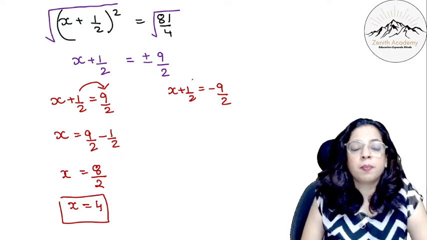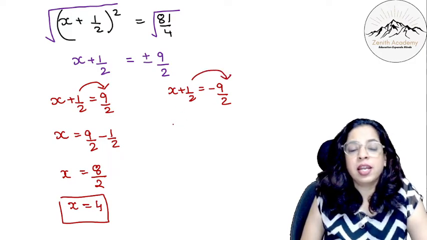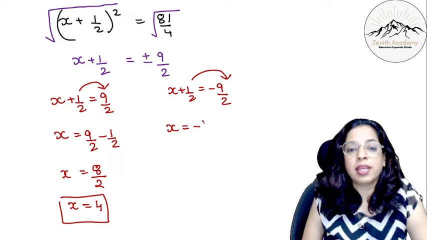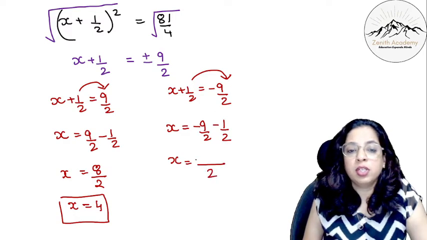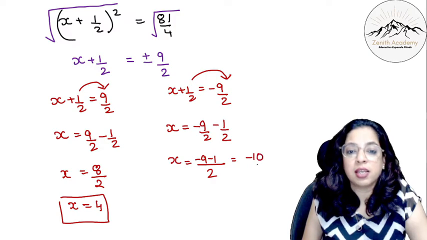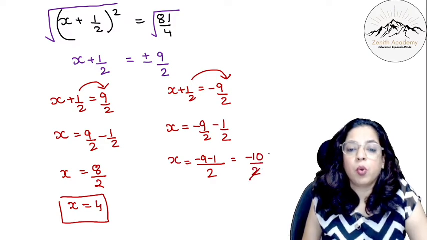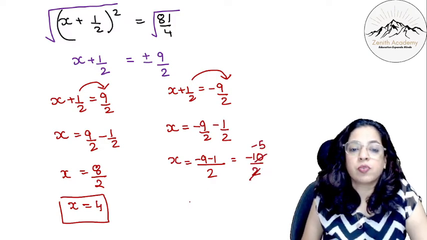Now see here, take plus 1 by 2 on the other side. So x is equal to minus 9 by 2 minus 1 by 2. So x is equal to, 2 is the common denominator, so minus 9 minus 1. What is minus 9 minus 1? Minus 10. So it is minus 10 by 2, which is minus 5. So x is equal to minus 5.